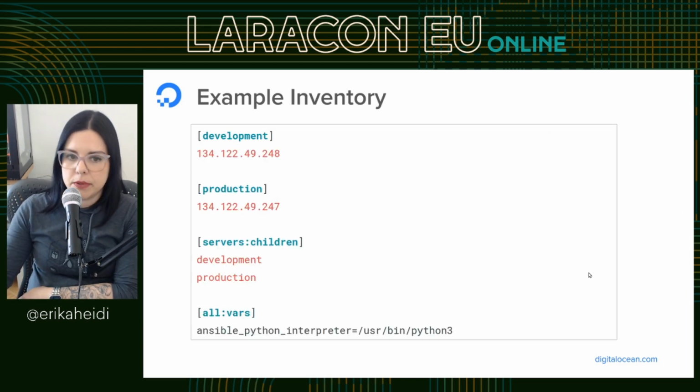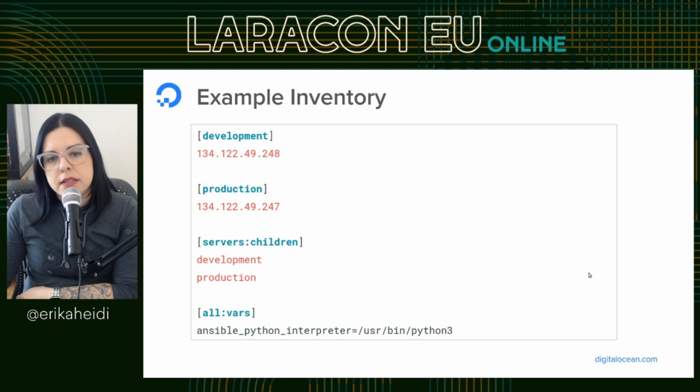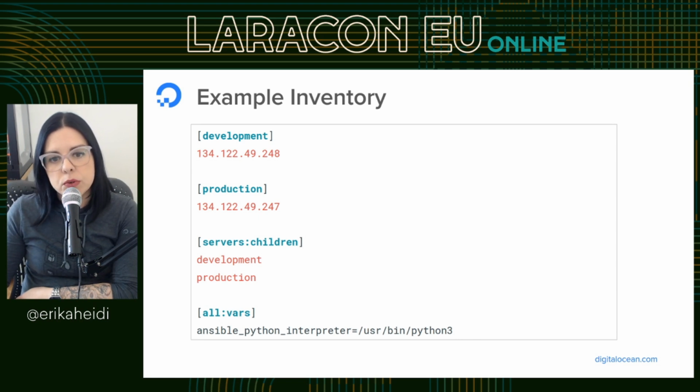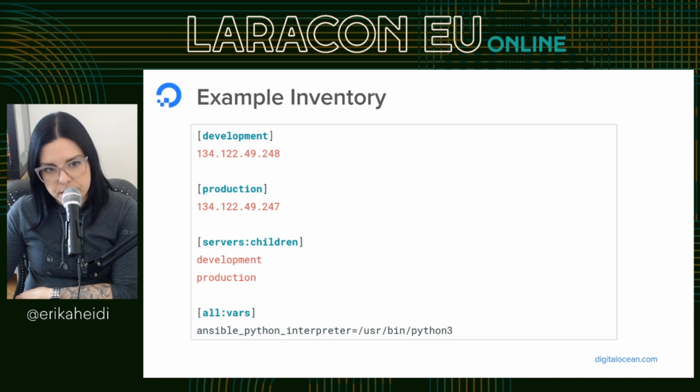Let's see an example. This is a basic example. It has 2 groups and a subgroup. I have a development group, a production group, and I have a servers group, which is actually a subgroup, a children group, which is composed of the development and production groups.